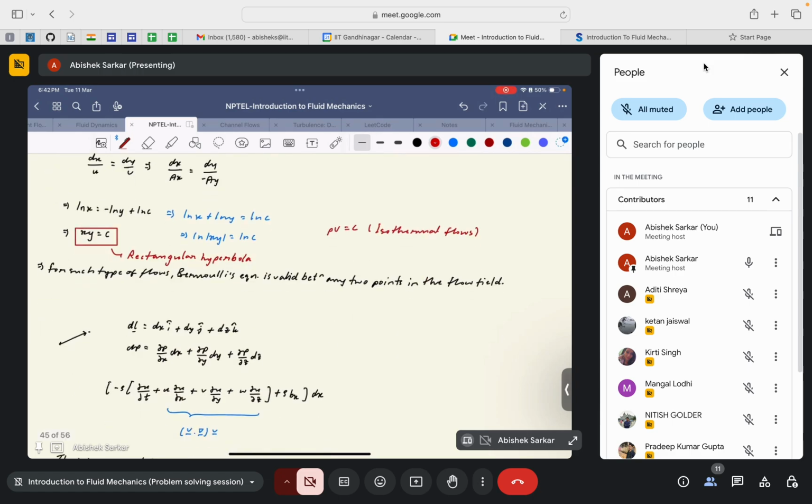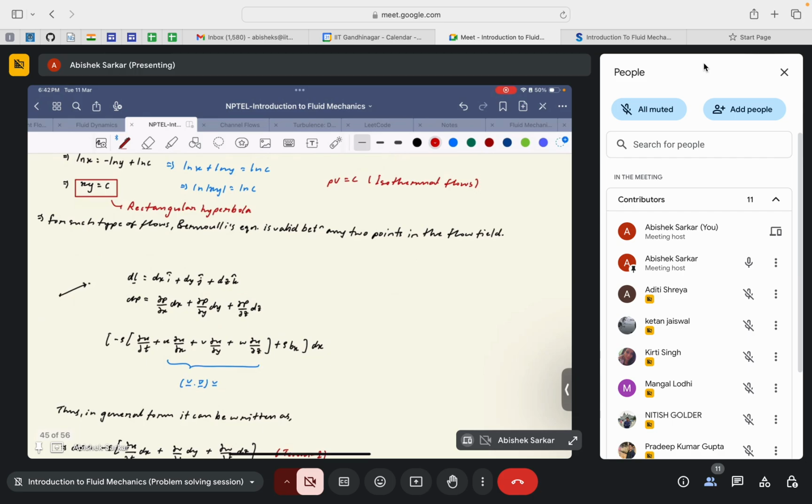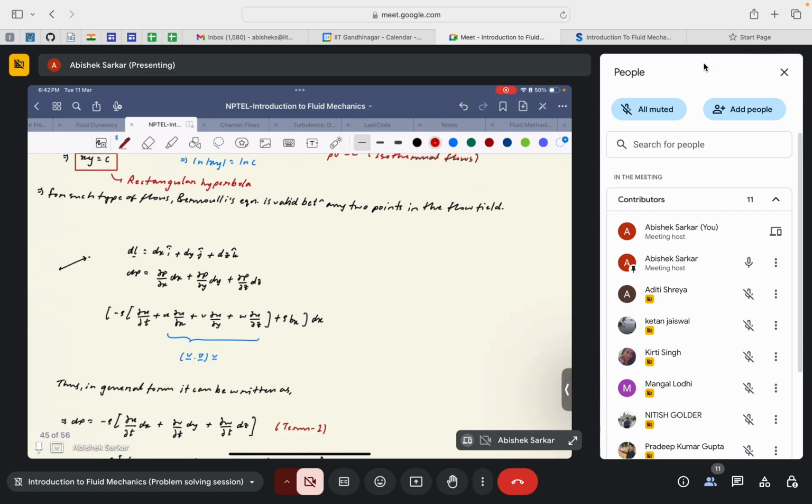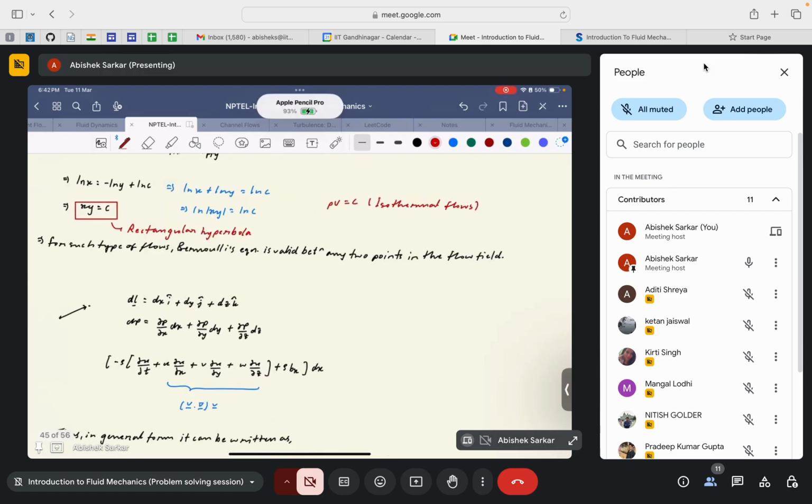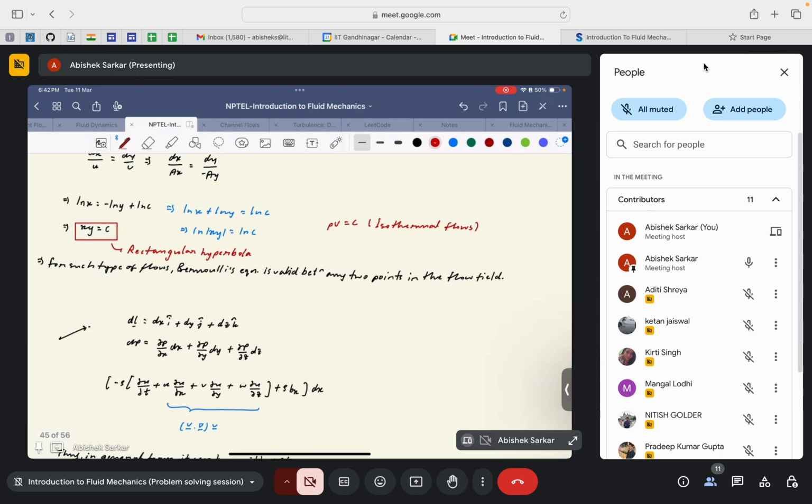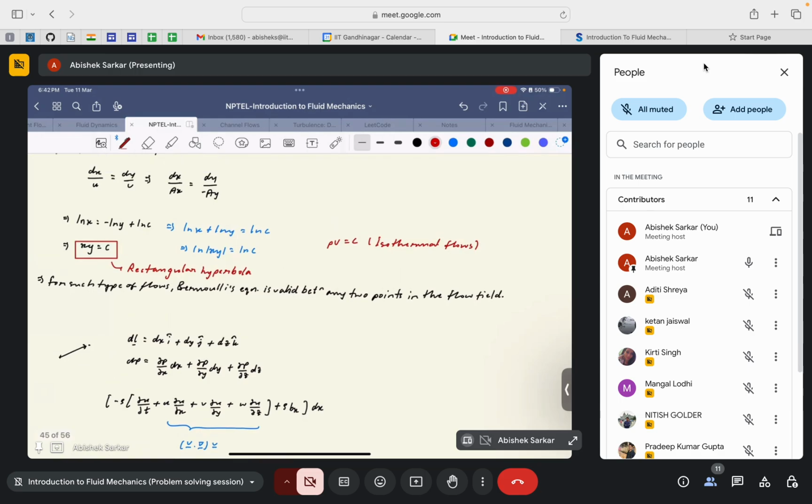Okay. Now let us come to the main topic of discussion, that is Bernoulli's equation. Okay. So just give me 1 second. Meanwhile, you can try to digest whatever we have discussed till now, and then we will be directly going to the derivation of Bernoulli's equation.